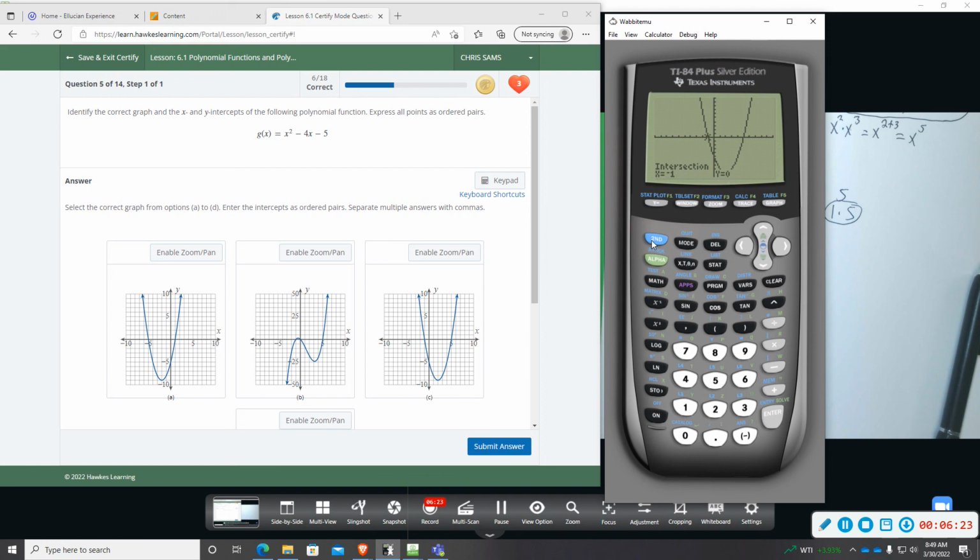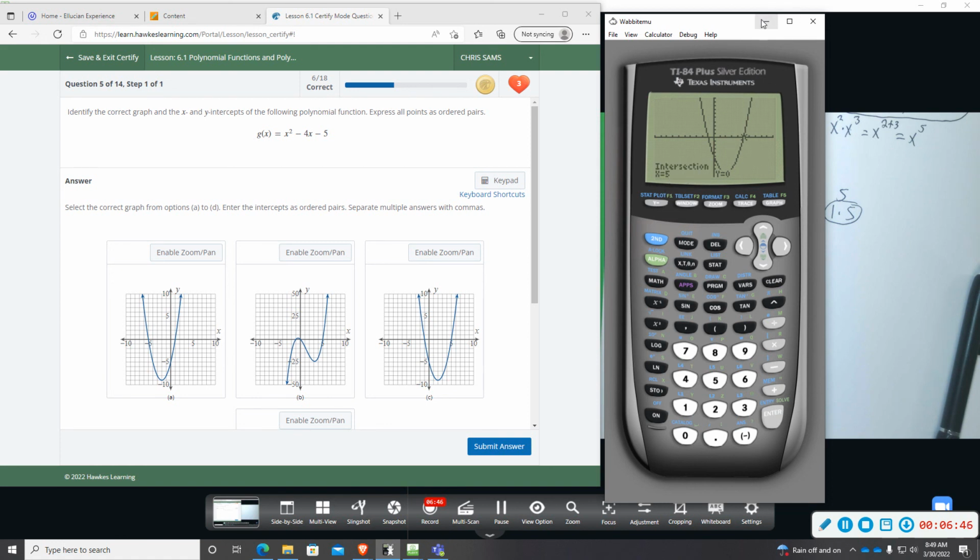And then if I do that again, second, trace, and then option number 5 for intersect, then I want to go over here and find this one. So this time I'm going to scroll to this side and then hit enter close to that one, second curve, hit enter, and then guess, just hit enter a third time, and then it shows you 5, 0.